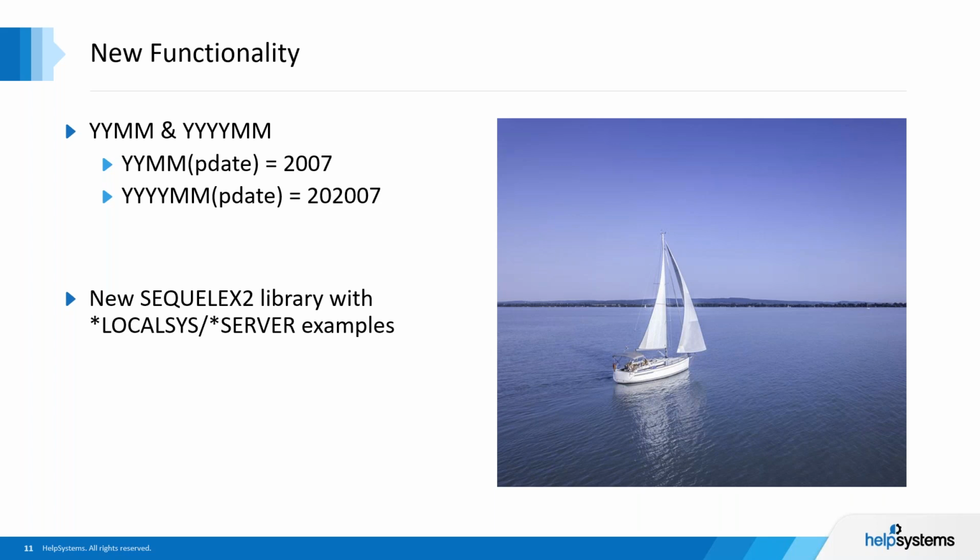So if we ran this today over a date data type whose date was today, we would get 2007, not as in year 2007, but as in year 20, month 07. And then for the second example, we would have 2020-07.